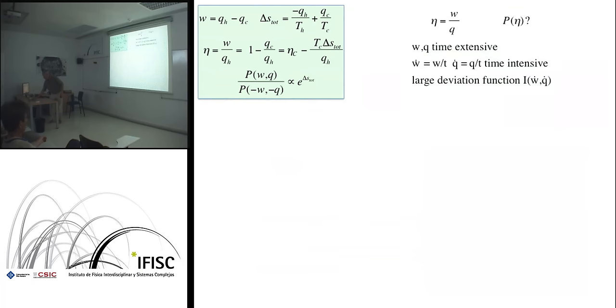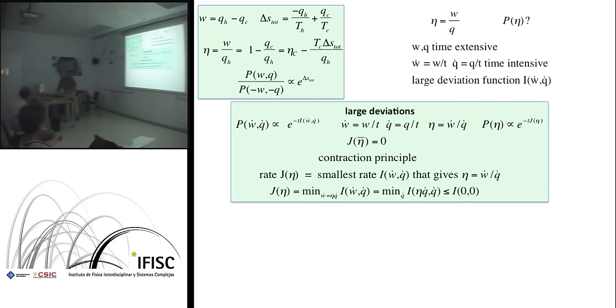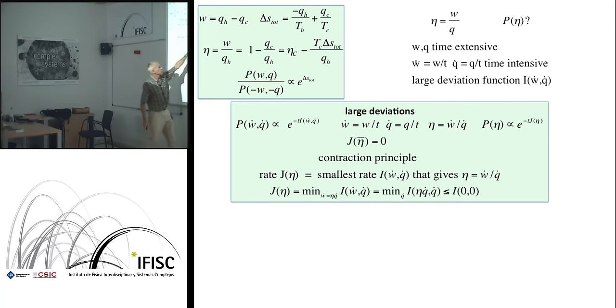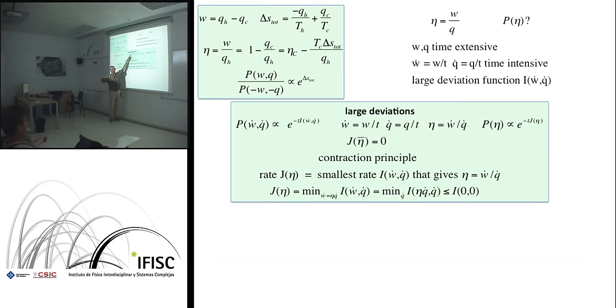And I'm going to use the theory of large deviations, because you now more or less heard about it. So I have to switch to intensive variables. The total work over a certain time t, I divide by t and I denote it by w dot. The rate of heat is q dot, q over t. And the efficiency is w over q, or w dot over q dot. Okay. And now I have a principle of large deviations.